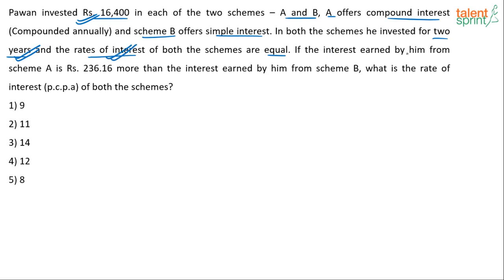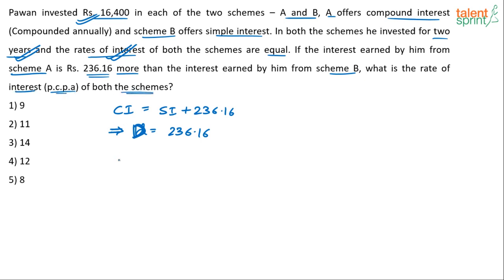But then interest earned by him from scheme A is rupees 236.16 more than the interest earned by him from scheme B. So CI, if you see, CI is equal to SI plus 236.16, or if you actually see the difference between CI and SI, the difference D is 236.16, right? Let's say capital D, the difference D is equal to 236.16. What is he asking us to get? The rate of interest in percentage per annum for both the schemes.